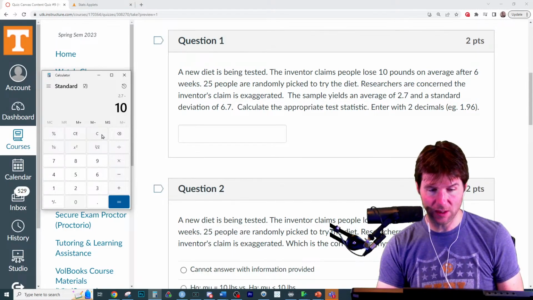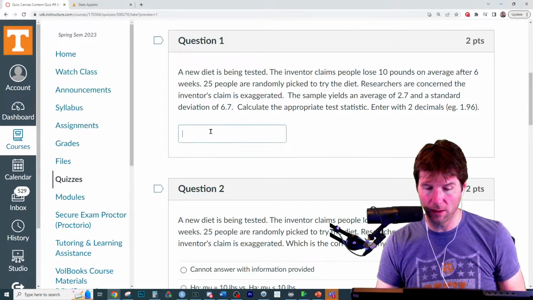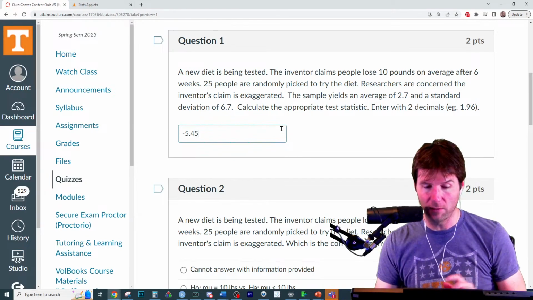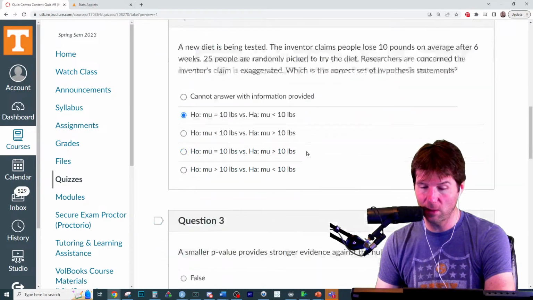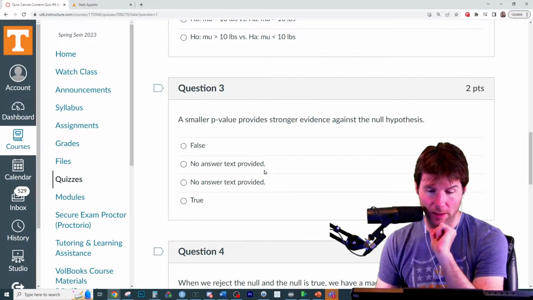This is a rather big difference now. There's the difference divided by the standard error, and there is the test statistic. If you know your notation, not a bad problem. The diet's claim, we want to see if it's less than what they're saying. Small p-values provide evidence against the null.